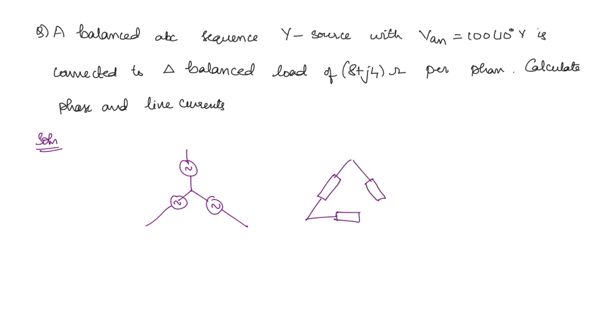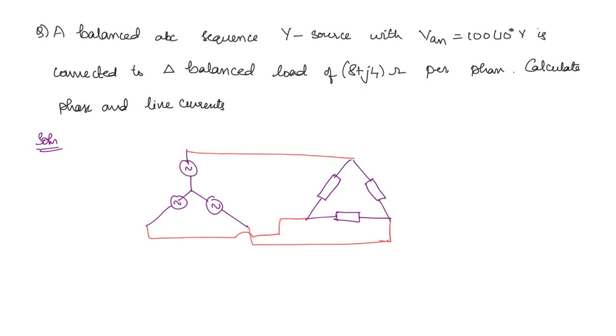And you can see that the source is given as a balanced ABC sequence and the load is also balanced. So we can convert this delta load into a star load and draw the single phase equivalent. Otherwise, we can also do one more thing. This will be the A line, this here is the B line, and here we have the C line.